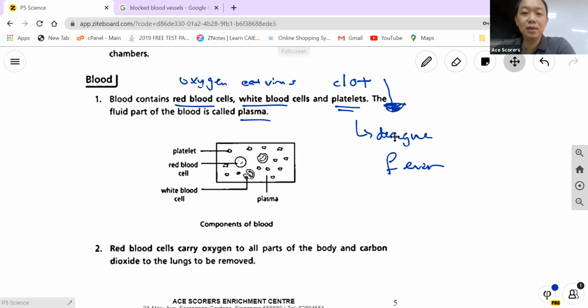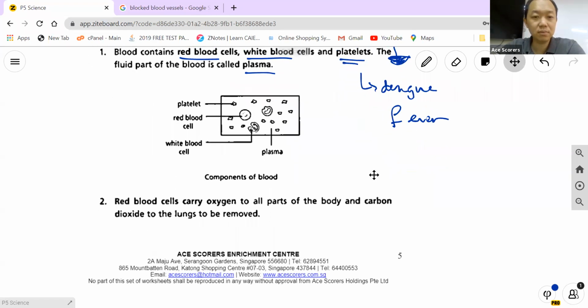So that's platelets. Why do we write dengue fever over here? Because dengue fever affects the platelets. Once the platelet count is down, that means there are fewer and fewer platelets. It'll be very difficult to stop the bleeding for a person with dengue fever, so the person might suffer from internal bleeding and stuff like that. Okay. Next.